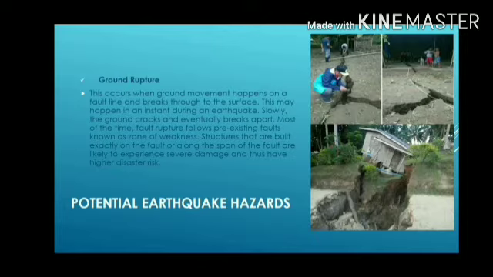We have also the ground rupture. This occurs when ground movement happens on a fault line and breaks through the surface. This may happen in an instant during an earthquake. Slowly the ground cracks and eventually breaks apart. Most of the time, fault rupture follows pre-existing faults, known as zone of weakness. Structures that are built exactly on the fault or along the span of the fault are likely to experience severe damage and thus have higher disaster risk.